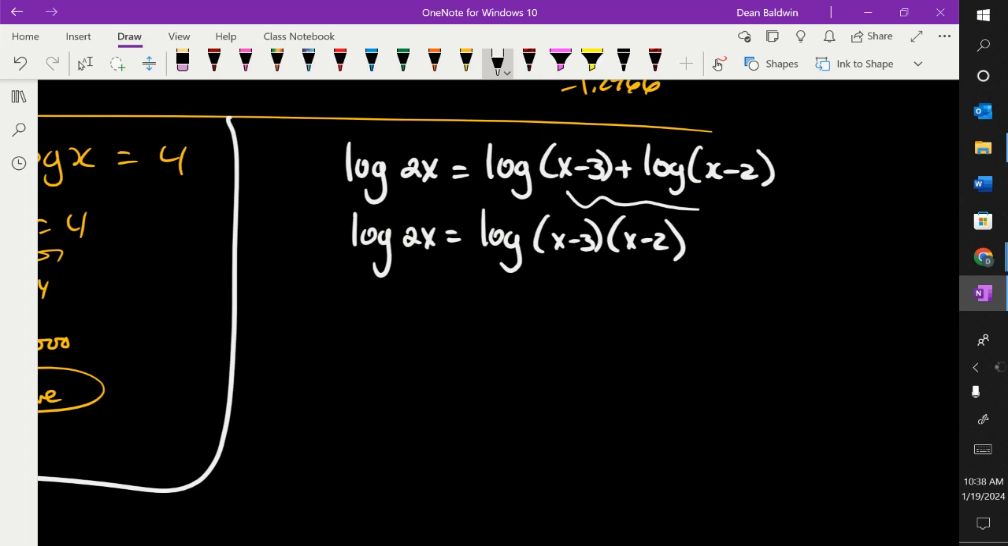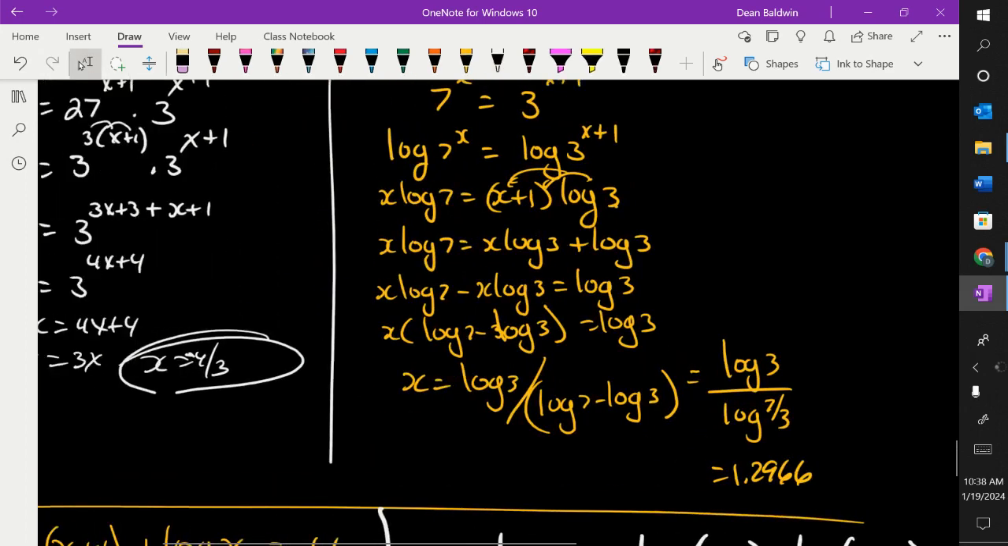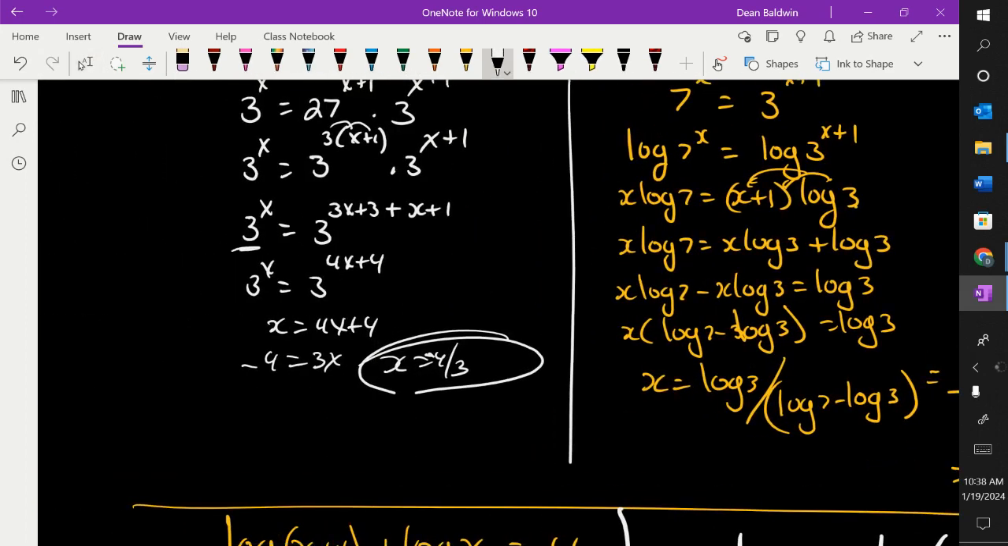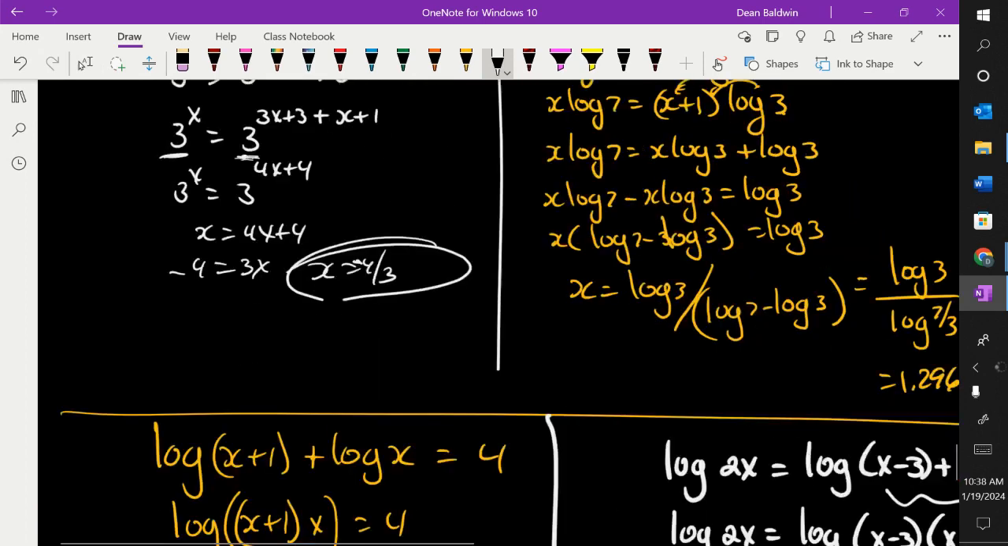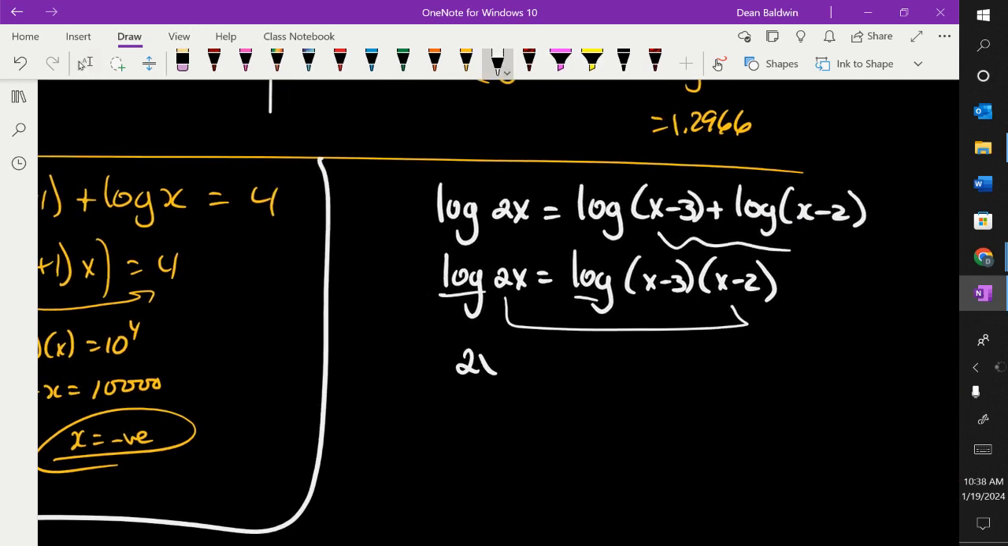So that means if the logs are the same, base 10, then I just have to make the arguments the same. It's just like when we did this type of question. When you get the bases the same, you just remove them and equate the exponents. Except here, once we got the logs the same, we just remove them and equate the arguments. So therefore, 2x has to equal x minus 3, x minus 2. And then it's just a grade 11 algebra problem, right?